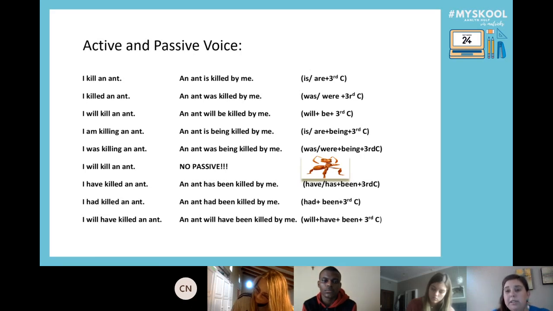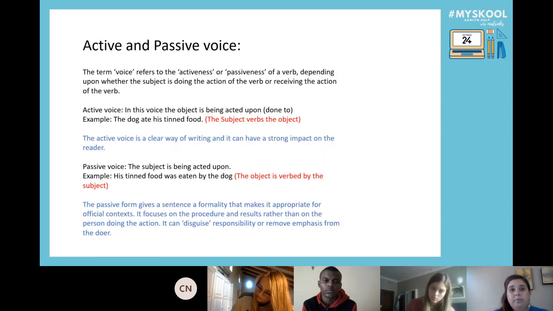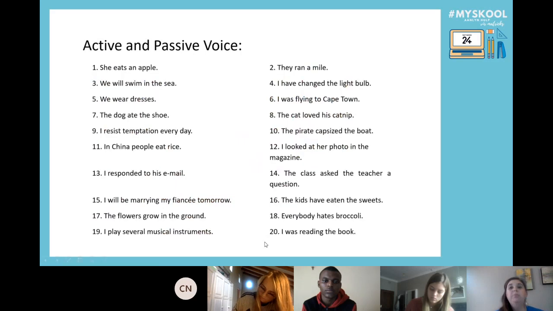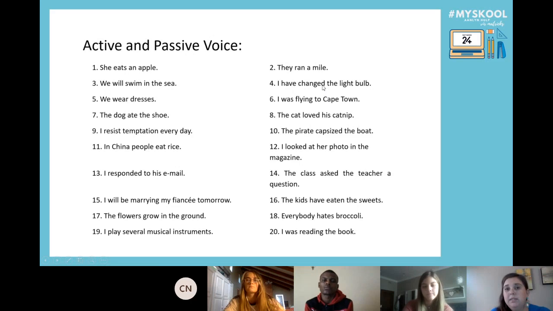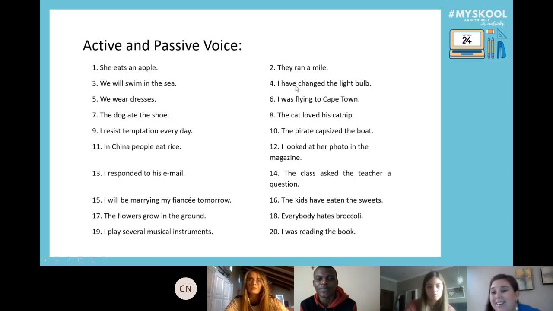Now, if you keep these recipes in mind, let's have a look at those sentences again. Okay, let's start at number four. I have changed the light bulb. What tense is this verb in? Nuwe, do you know? The verb is in the past tense. Nope. It's in the perfect present. It's in the perfect present tense.